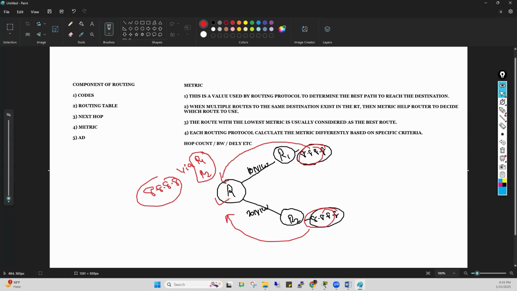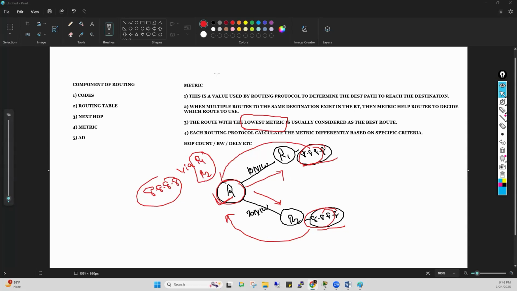Clear? So for this router, there is the same destination 8.8.8.8. Getting my point? Yes or no? So in this case, the metric will help this router decide what the best path is. This one or this one? And according to the third point, what I have written? I have written: the lowest metric is always preferred. Getting my point? Yes or no? So the lowest metric is always preferred.